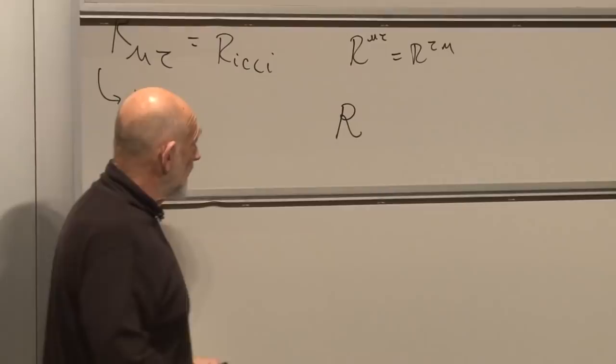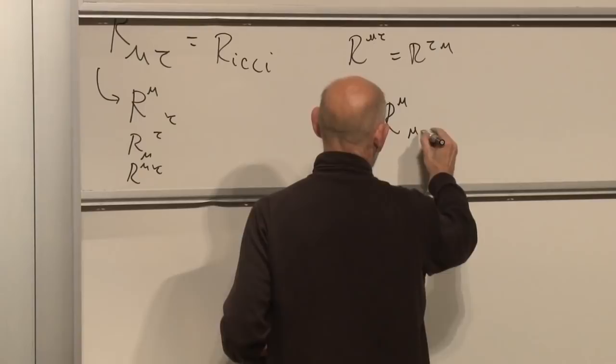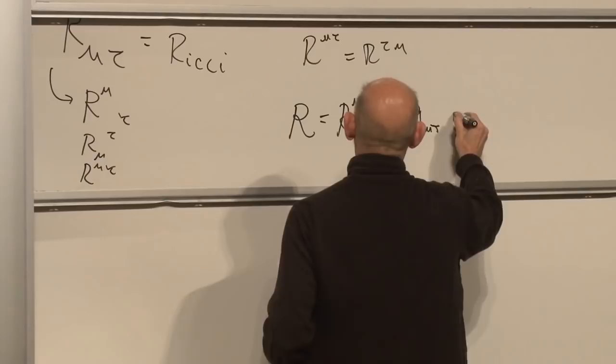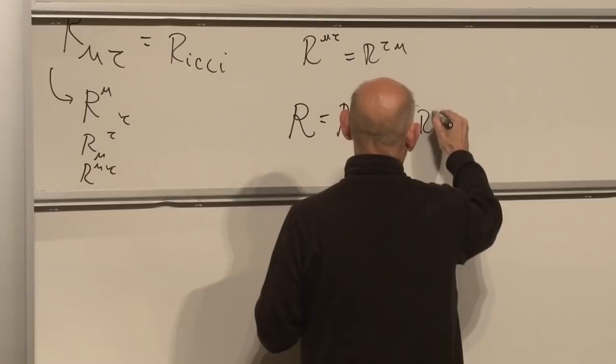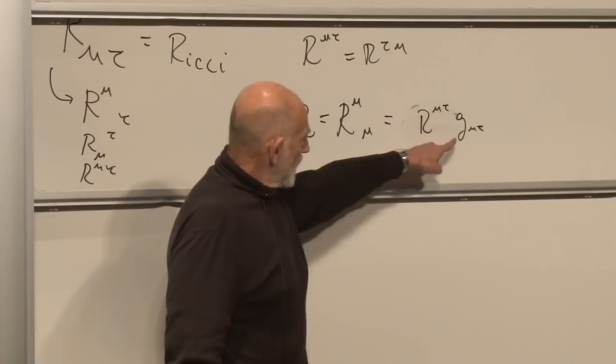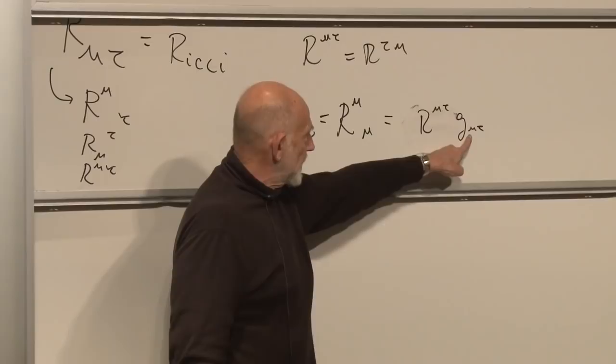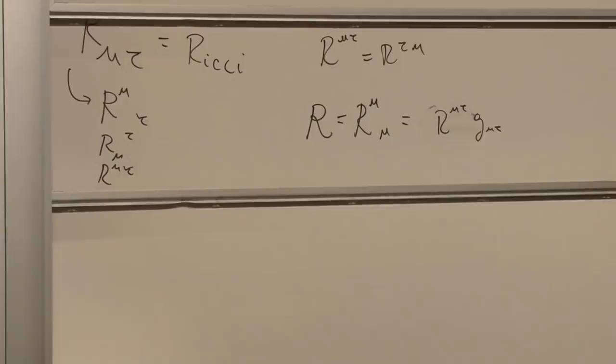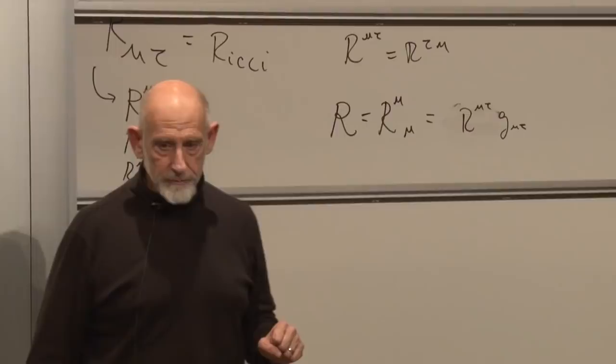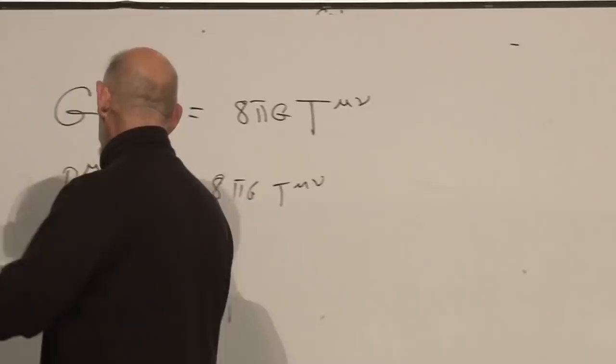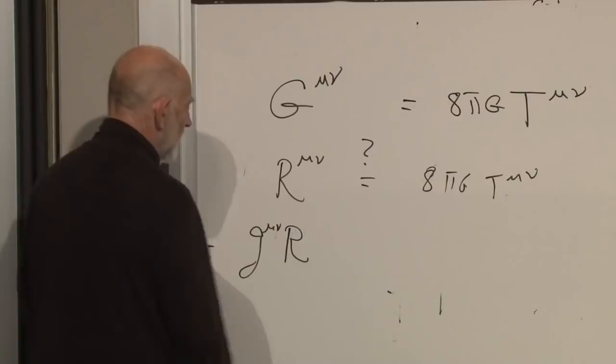It's R mu mu, which is also equal to g mu tau times R mu tau. The action of this g lowers the index tau and makes it into mu, and then it becomes just exactly this thing here. These are the same object. This is called the curvature scalar. It's a scalar. It has no indices left at all. So it's not what we want on the left-hand side. But we can multiply it by g mu nu. Multiplying it by g mu nu does give us a tensor.